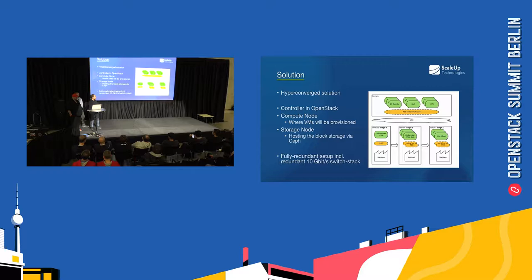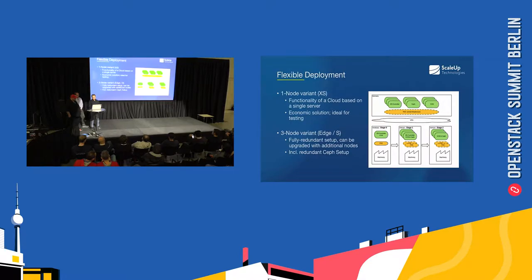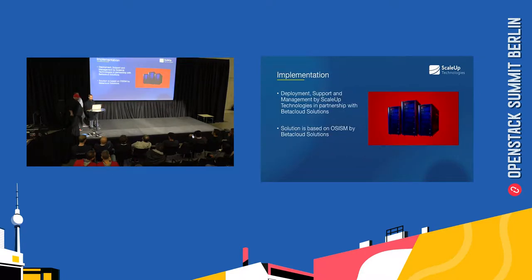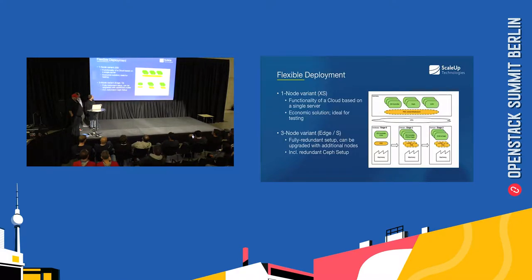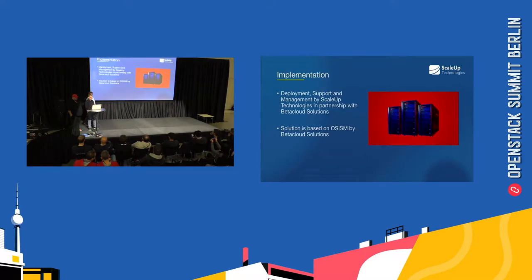So stage two is the future at the moment. We are at stage one. And yeah, this is working fine on several sites. And here are some details about the two variants. So we have a one node variant. This is the edge gateway, and the three node variant at the moment with an HA controller with Ceph. So we're going to the next slide, to the concrete implementation.